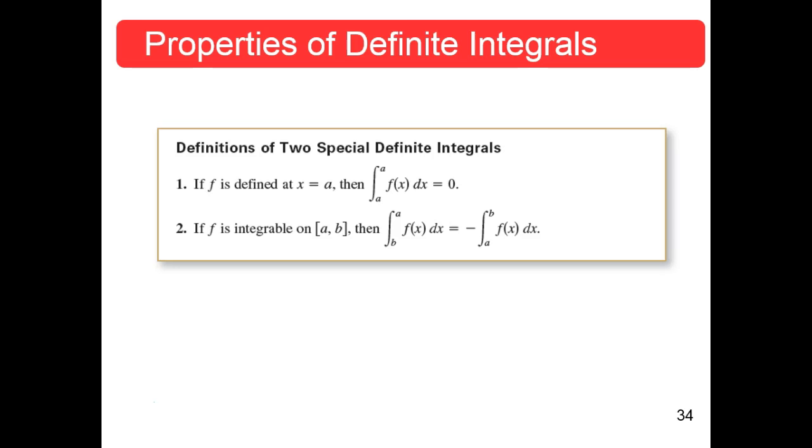Now, if f is integrable on a to b, meaning everywhere you can take an integration, you can integrate it, okay? No discontinuities in there and other things like that. Then the integral from b to a of f of x dx is exactly the opposite, meaning opposite in sign, the negative of the integral from a to b of f of x dx, okay?